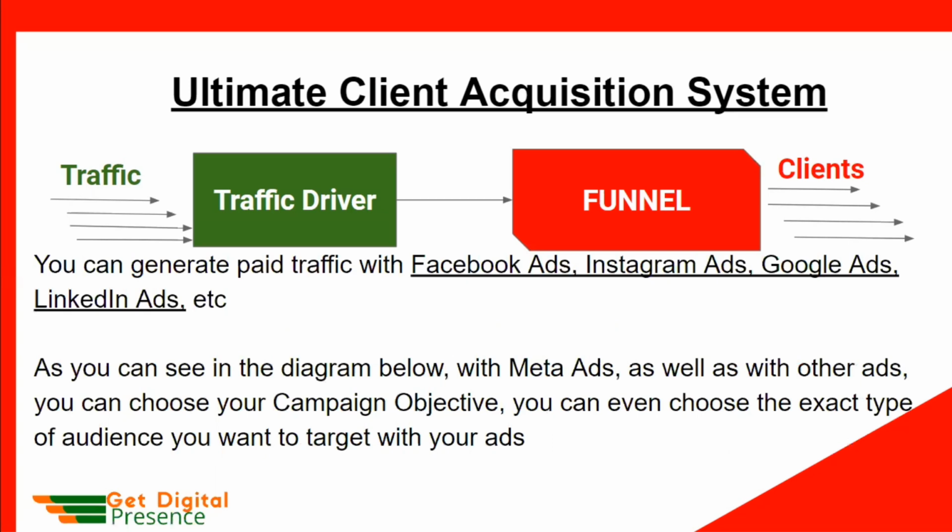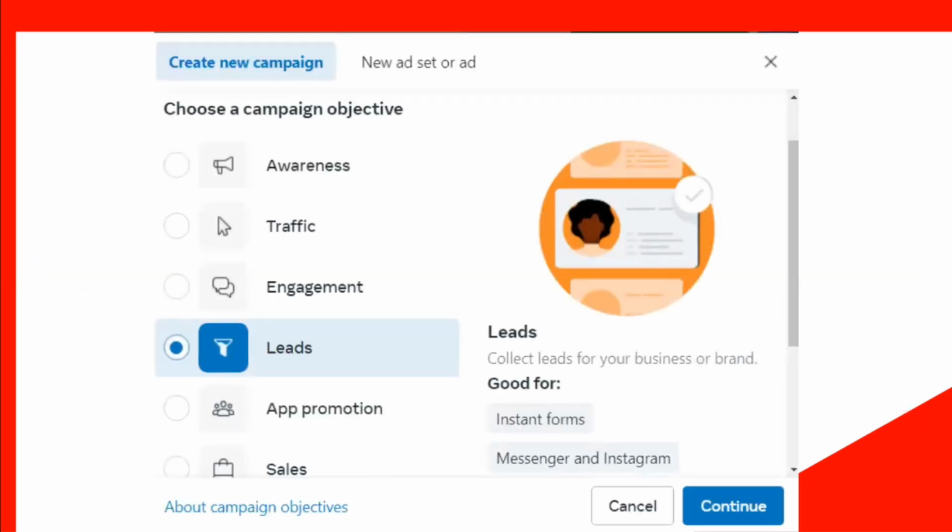You can generate paid traffic with Facebook ads, Instagram ads, Google ads, LinkedIn ads, etc. Many of these platforms look alike. So as you can see in the diagram below that I'm going to show you right now, with Meta ads, as well as with other ads, you can choose your campaign objective. You can even choose the exact type of audience you want to target with your ads. For example, this is the Facebook ad manager, right? If you want to set up a Facebook ad or an Instagram ad from the Facebook business manager, you can decide on your campaign objective.